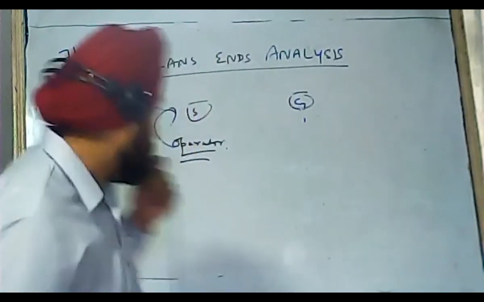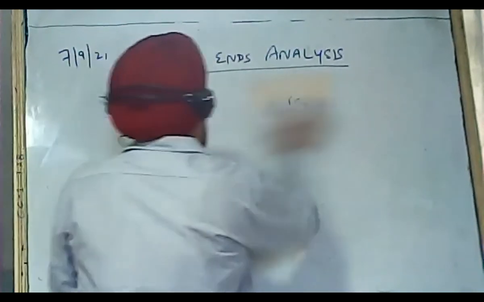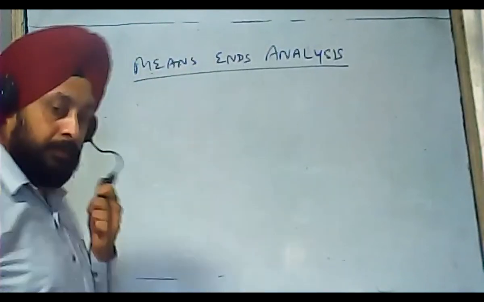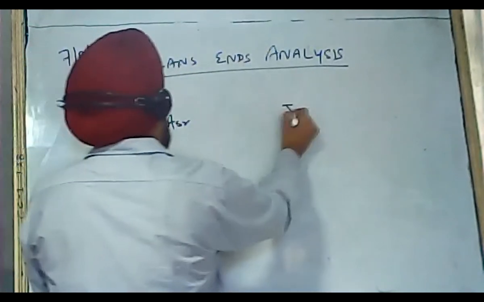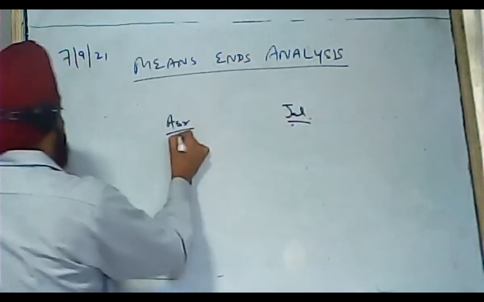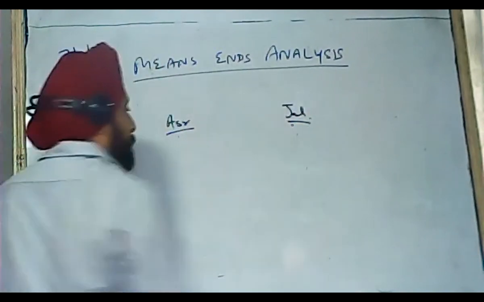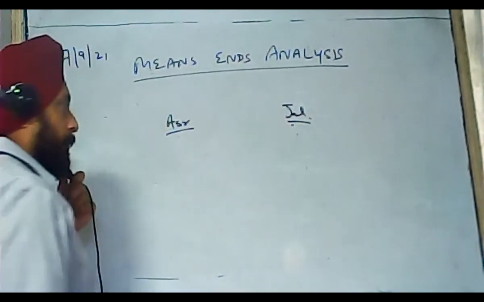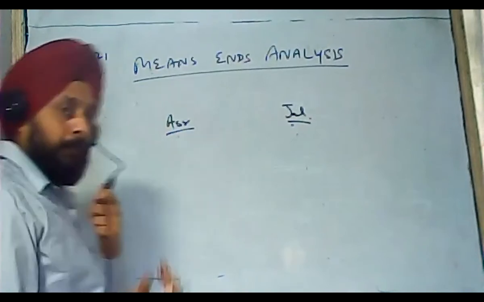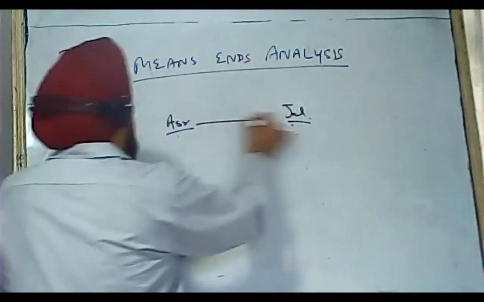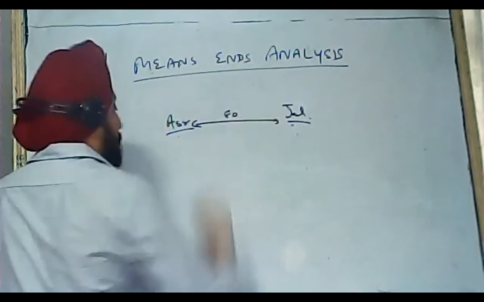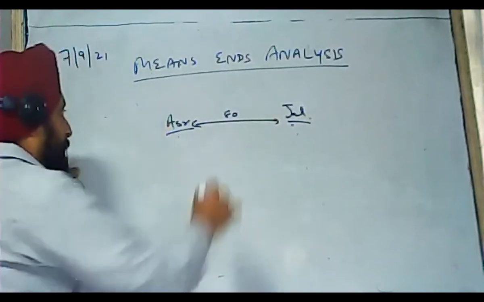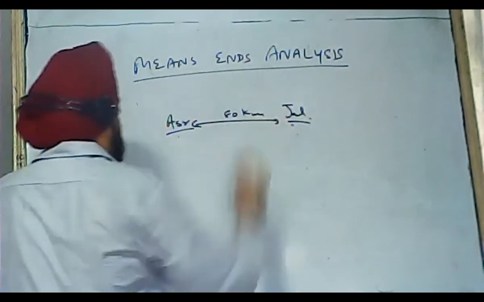Suppose there are two cities, Amritsar and Jalandhar. You start from Amritsar and you have to go to Jalandhar. You find the solution when the milestone reading becomes zero. At present it is 80 kilometers.